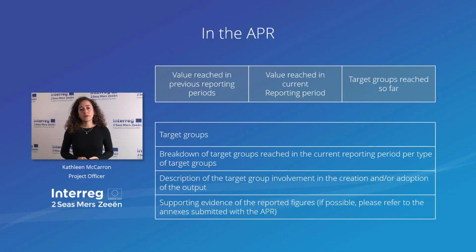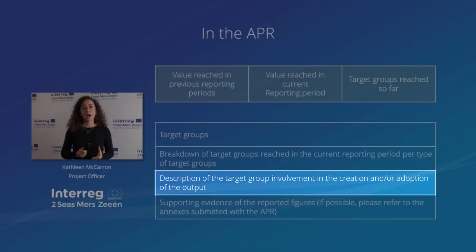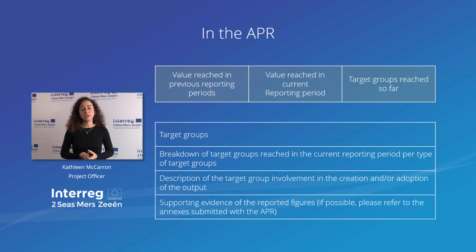And then you will also be asked to report on how you actually involved these target groups. So depending on your target value, the involvement will differ. If you're aiming to reach 10 organizations, it's not the same type of involvement than if you're aiming to reach 5,000 individuals, where the involvement will be softer. So in this section, you will explain how you actually involved and to which extent you involved your different target groups.